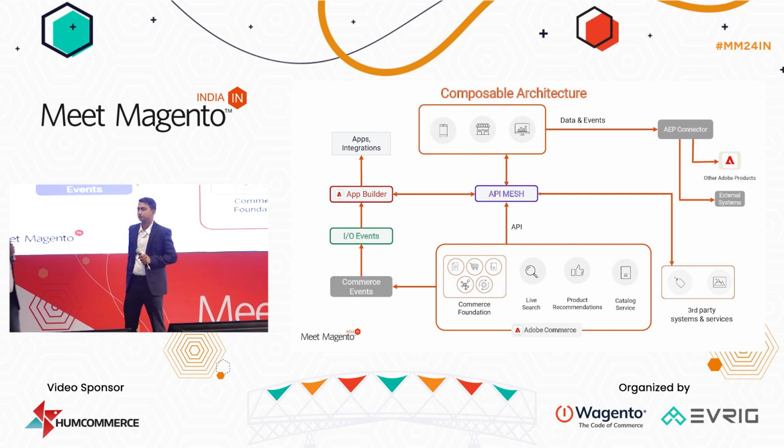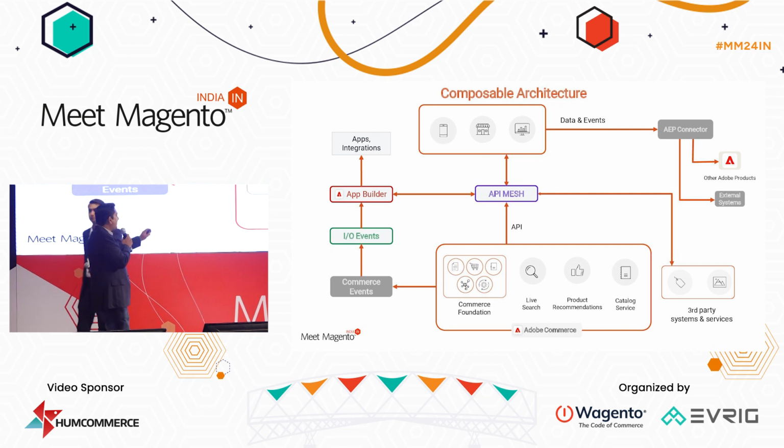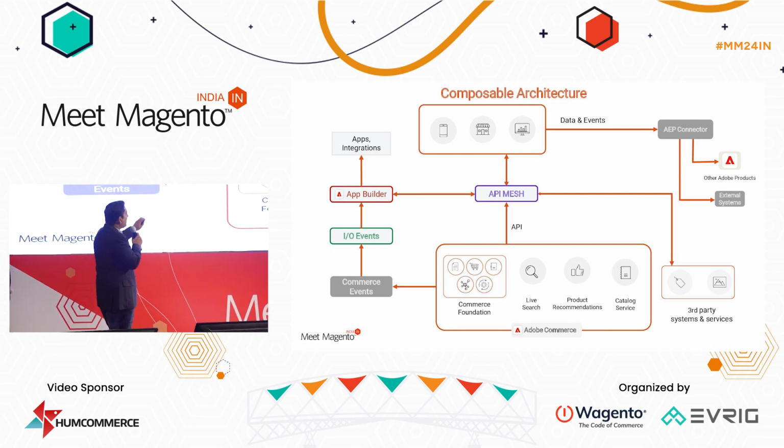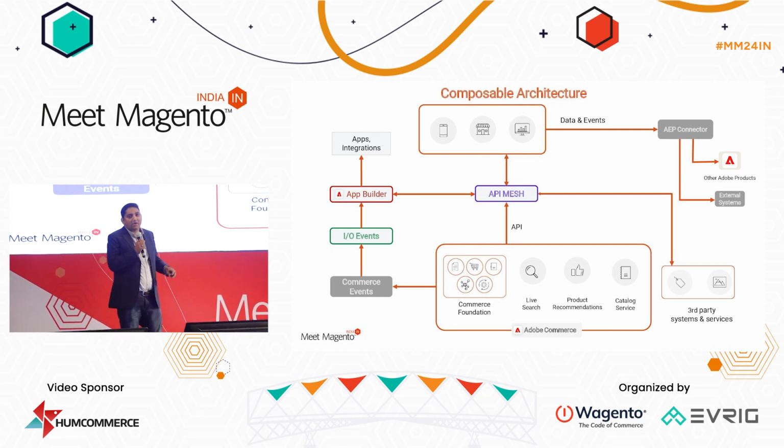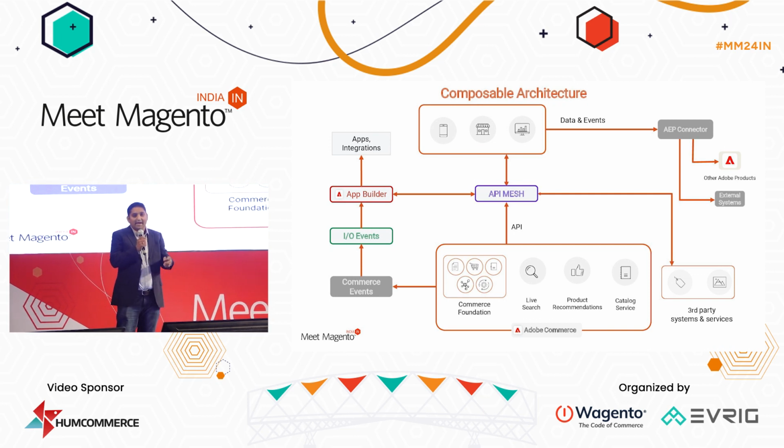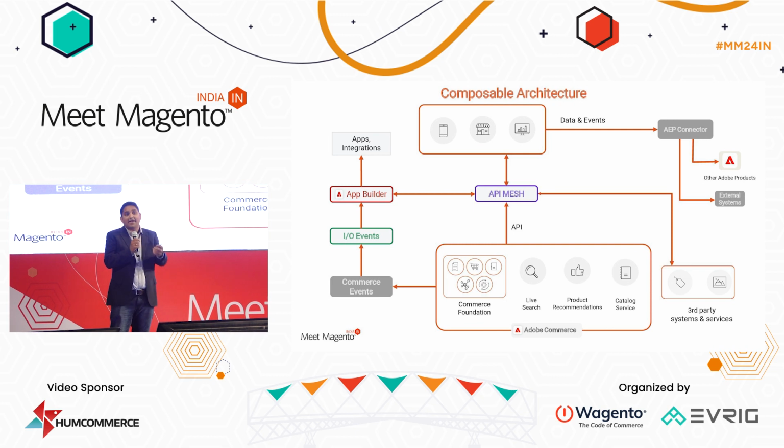Yeah, so when it comes to data and events, we have seen that multiple systems are there, IO Events is there, App Builder is there, right? But now we have an ample amount of data. So we have questions like how to analyze this data, or how to use this data in a better way to provide a personalized and better experience.